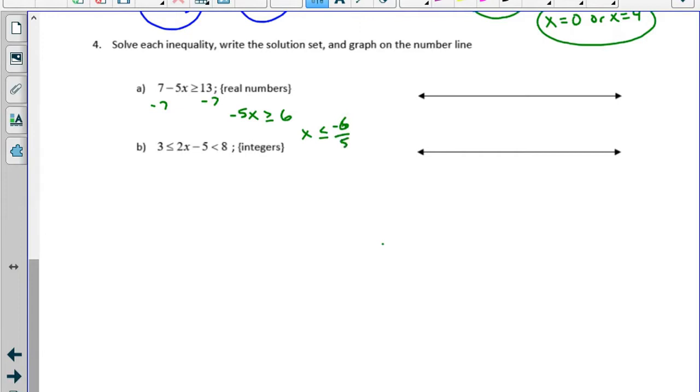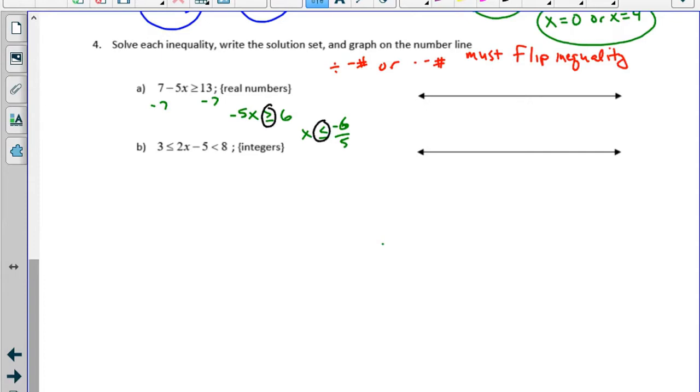Please note, this is something that you learned back in algebra. When I divide by a negative, or when I multiply by a negative number, I must flip the inequality sign. And we will go over that a little bit later on when we get to an activity dealing with absolute value inequalities. But when we divide or multiply by a negative number, we must flip the inequality sign. So that's why we flip the inequality sign.